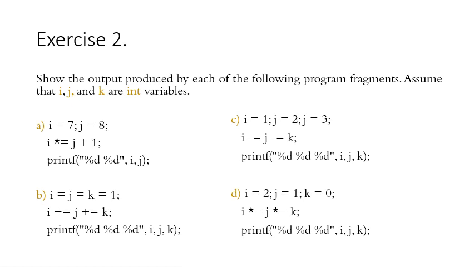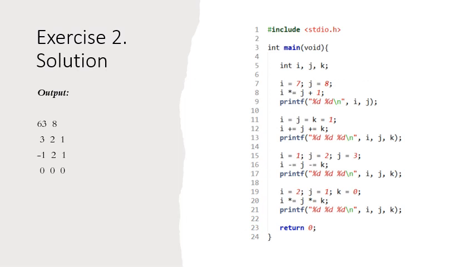Now, we show the output produced by each of the following program fragments. Assume that I, j, and k are integer variables. Okay, what about this one? Why don't you study this on your own, or if you cannot understand, just message me so we can proceed to the next set of examples.